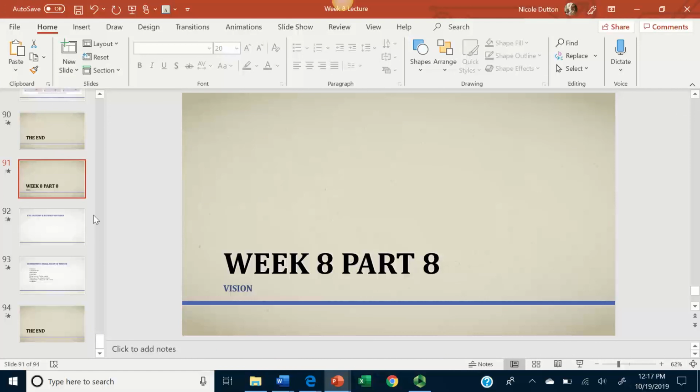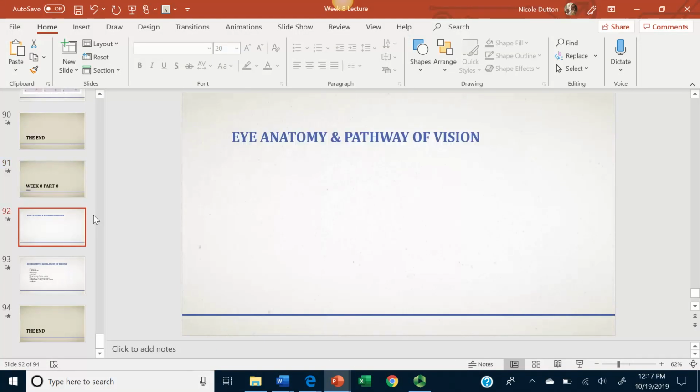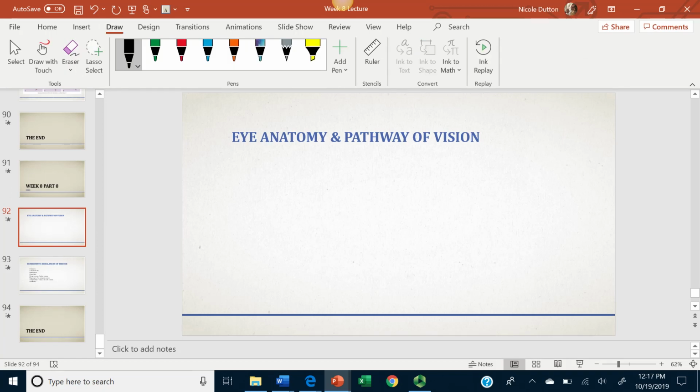All right, so now I'm going to talk about vision, and this will be the last section for the nervous system lecture. So first, we're going to talk a little bit about the anatomy of the eye. So we draw an eyeball, and again, I apologize, I'm a terrible artist.